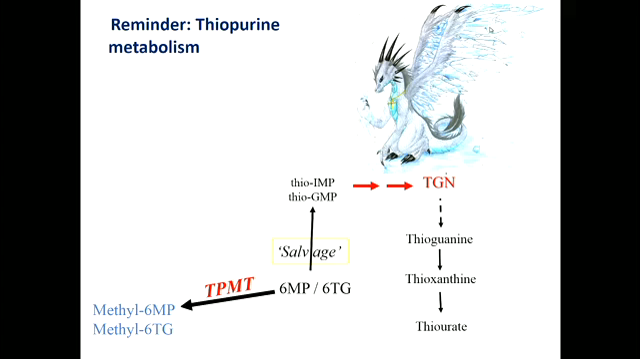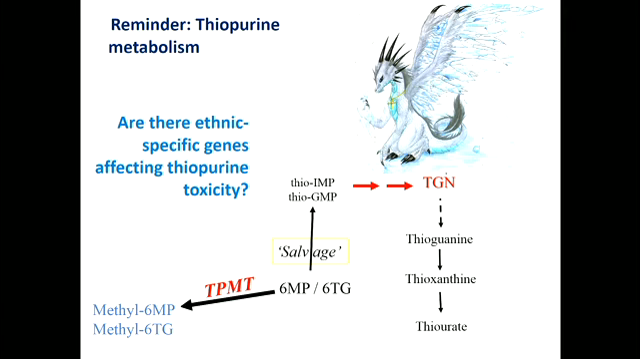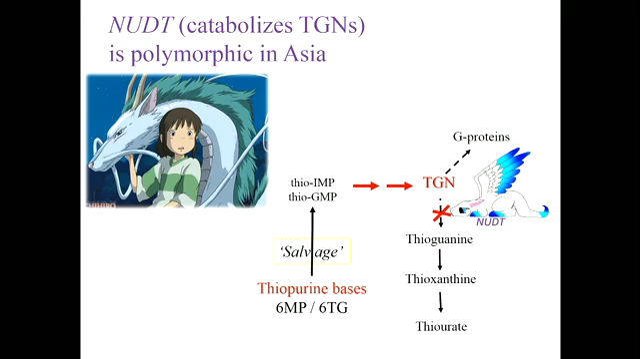Just to remind you, this is what the pathway looks like. Here are the drugs. They're normally broken down by TPMT, but those that aren't are turned into thioguanine nucleotides. We didn't look at this pathway here where they're broken down. And so are there other genes that affect thiopurine toxicity? And what about the catabolic route here? If that's broken, then the TGNs will build up and you'll have more toxicity. And in fact, that's what happened through one of those GWAS studies in recent years.